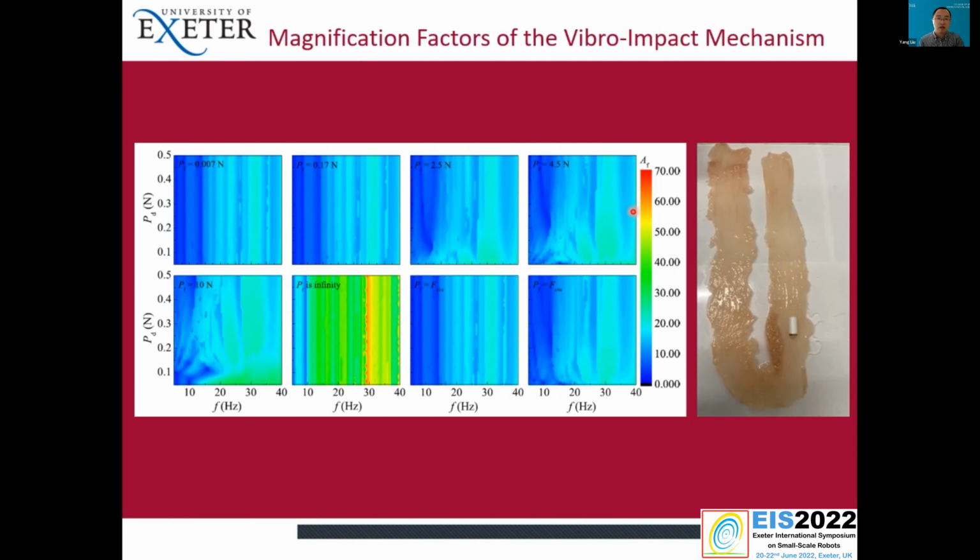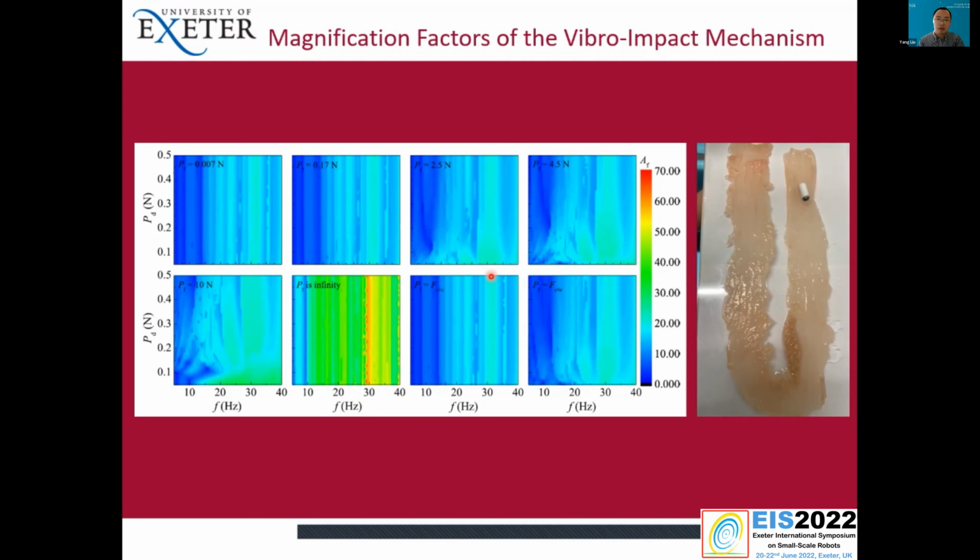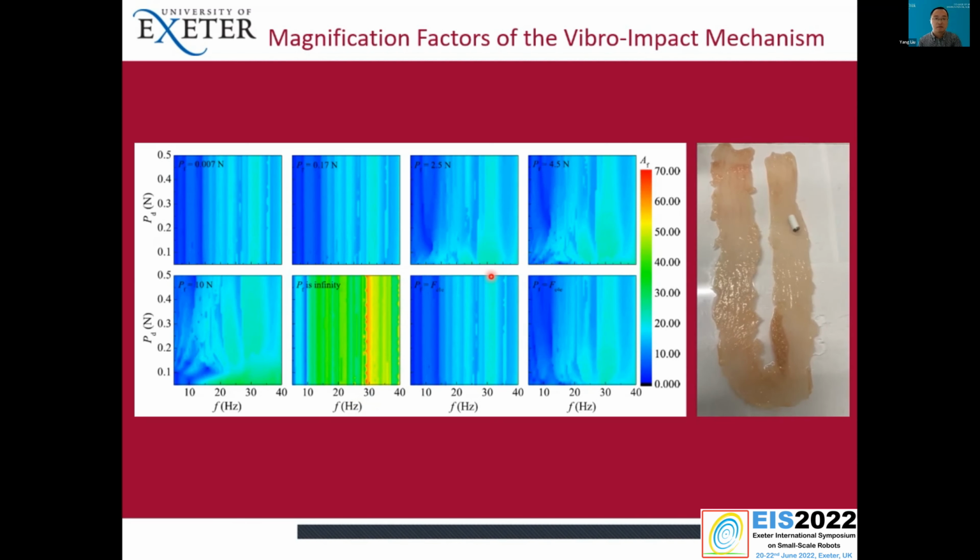In this video, we implement our mechanism into a commercialized capsule. As you can see, it can drive on the small intestine very well and very smoothly. What we found is the best magnification factor will be around 30 Hertz for our design, and it has the maximum magnification in this case.